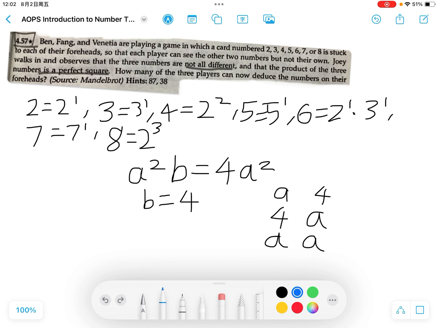So all three players can deduce their number. So the answer here is going to be 3 players. Wait, sorry, not 3 students, all 3 players.